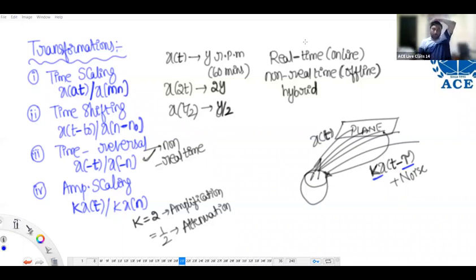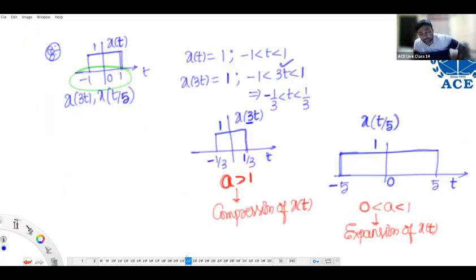So in total, 4 operations we have to learn: time scaling, shifting, reversal, and amplitude scaling. First we started with scaling, with a simple example. For x of at, a greater than 1 is compression, and a less than 1, positive, is called expansion.